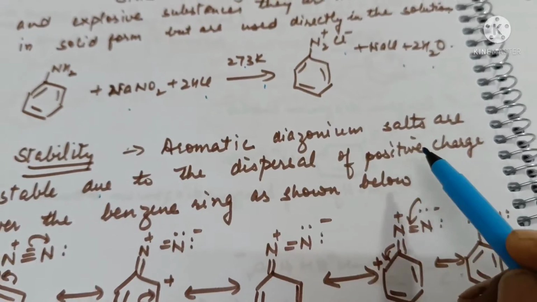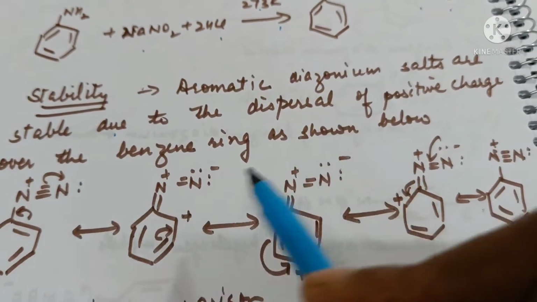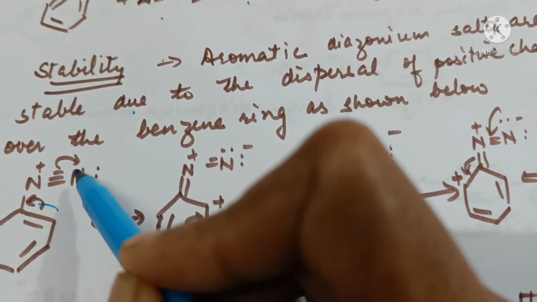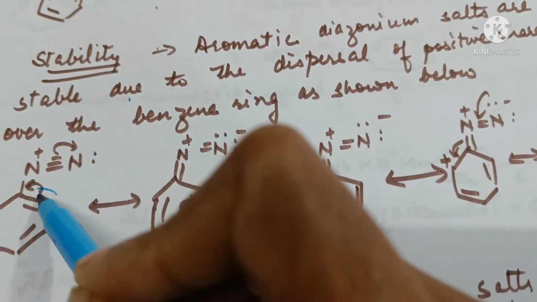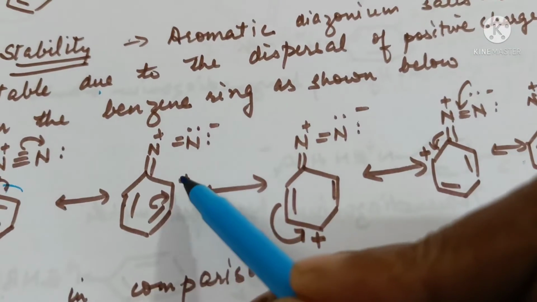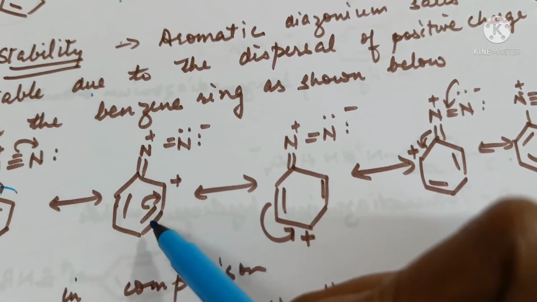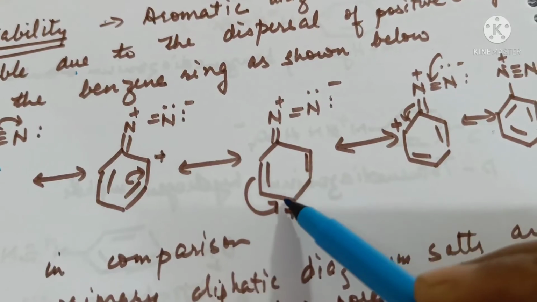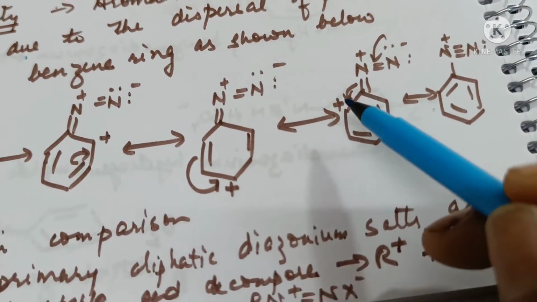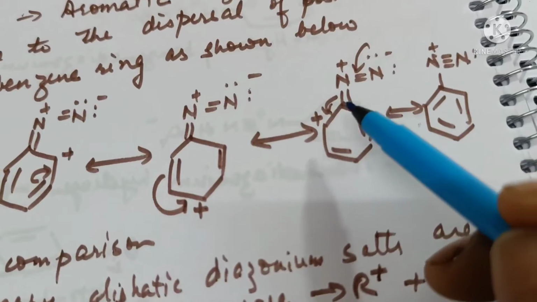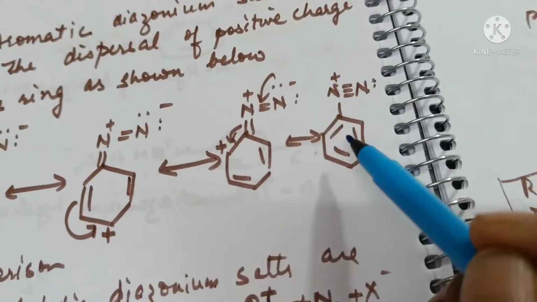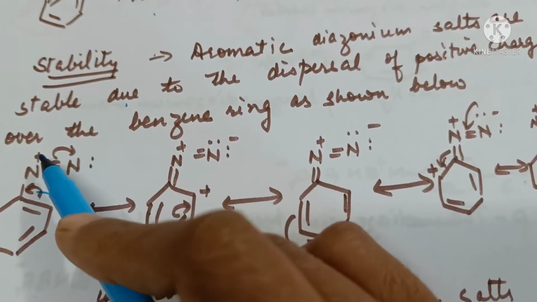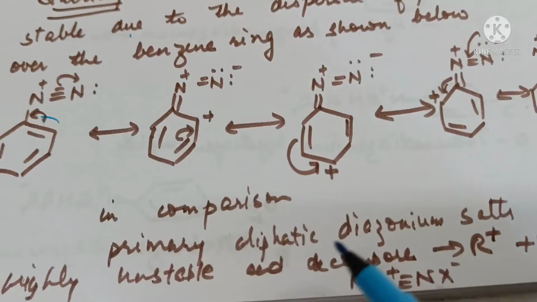Stability. Aromatic diazonium salts are stable due to dispersal of positive charge on the benzene ring. The nitrogen will take the electrons and these electrons move here, resulting in a positive charge. These electrons move here, resulting in a positive charge here. These electrons move to result in a positive charge here. And in the last structure, electrons come back to form this structure. So, because the positive charge disperses towards the benzene ring, they are stable.